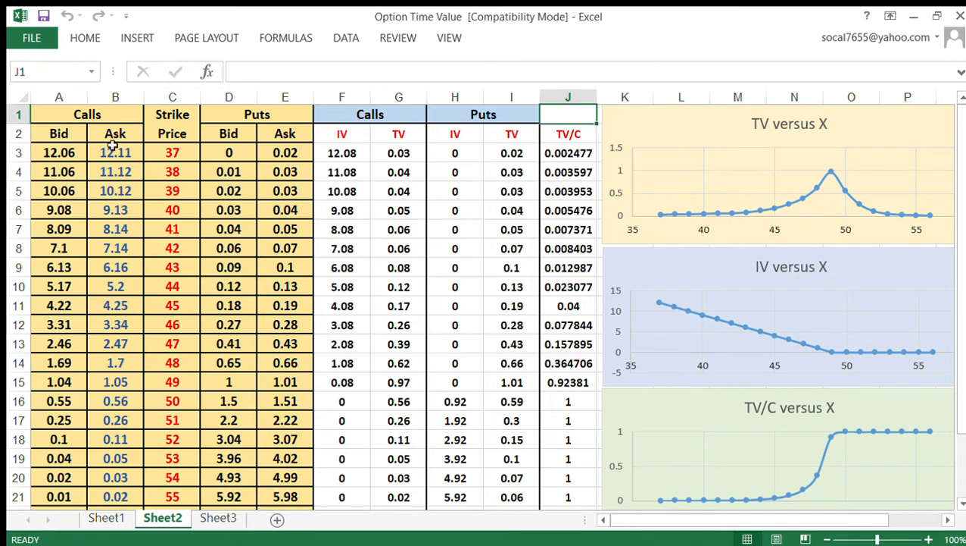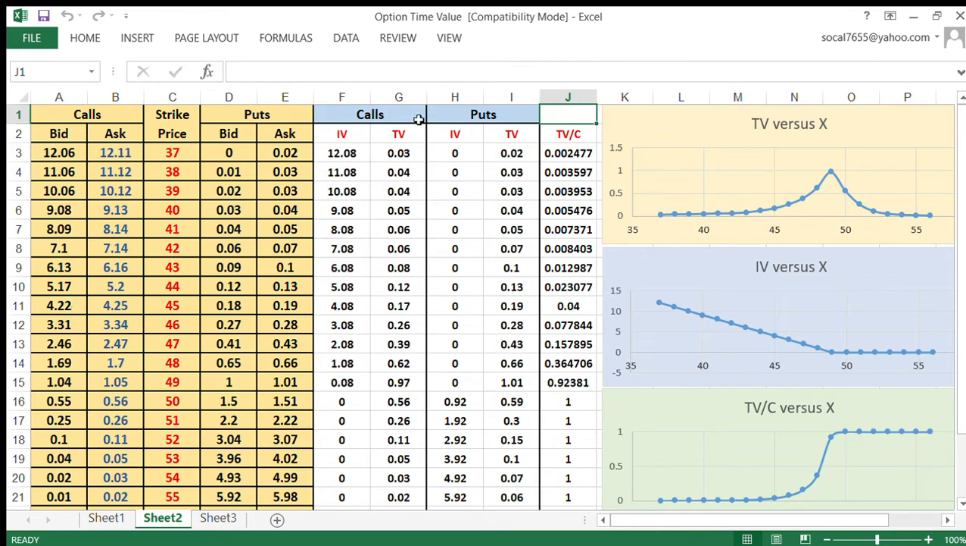I have the ask price for the calls in blue because that's going to serve as our base in our analysis. So we'll be looking at things with respect to the ask price. I could have chosen the midpoint, but I decided just to stick with the ask. Okay, so these are the prices.